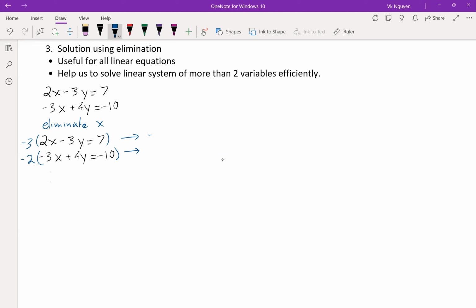Distribute negative 3, so negative 6x plus 9y equals negative 21. 6x minus 8y equals 20. Add them up, and we get rid of the term with x. y equals negative 1. So we got y equals negative 1. Pretty fast, huh?